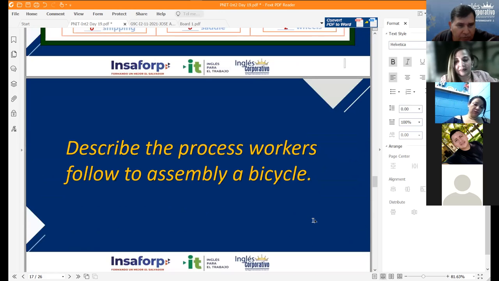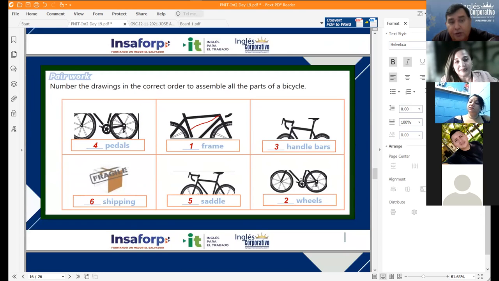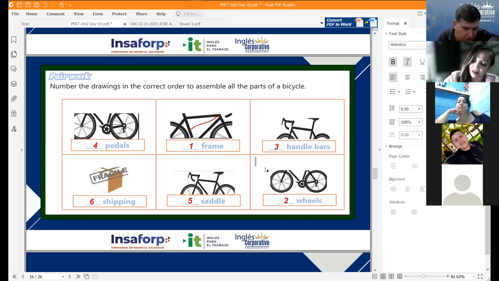Let's continue. So describe the process workers follow to assemble a bicycle. Maybe you remember first, next, etc. Okay, first they assemble the frame. After that, they set the wheels, or attach wheels. Okay, attach. Teacher, how do you say attach? Please. Okay.